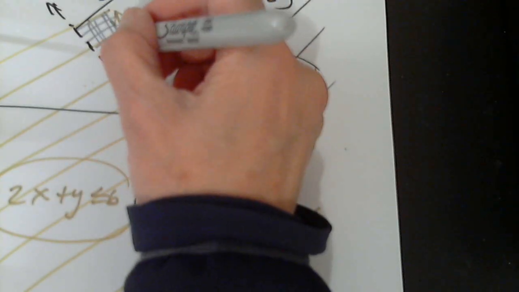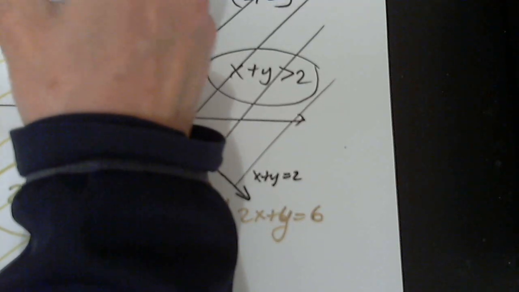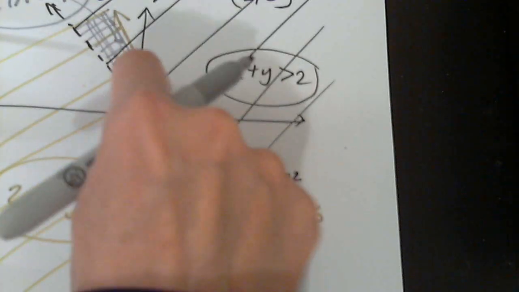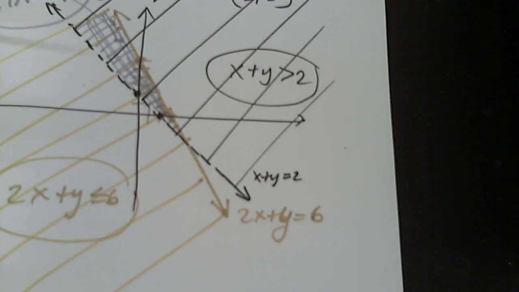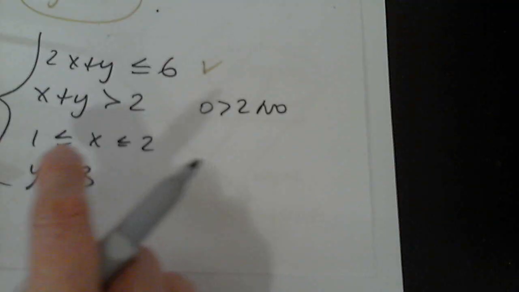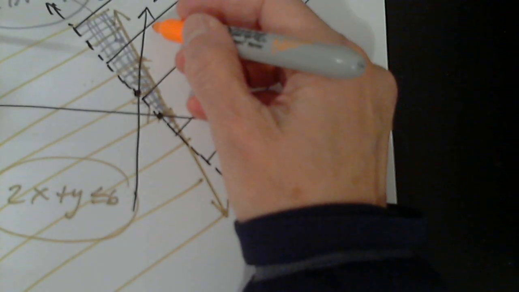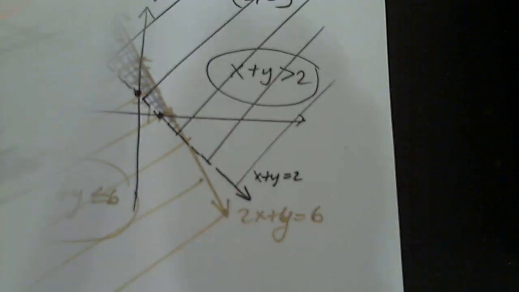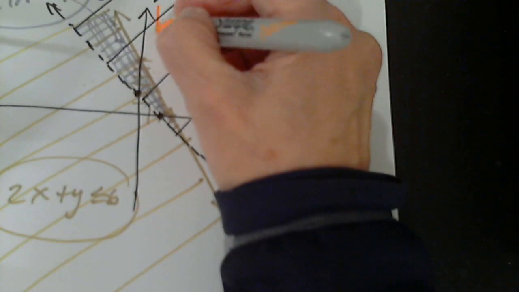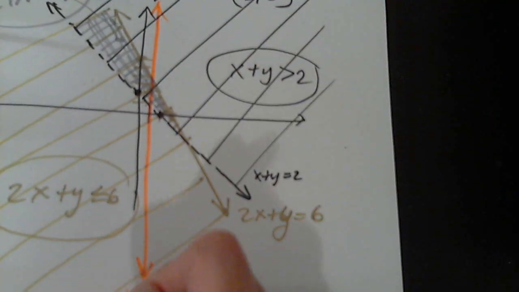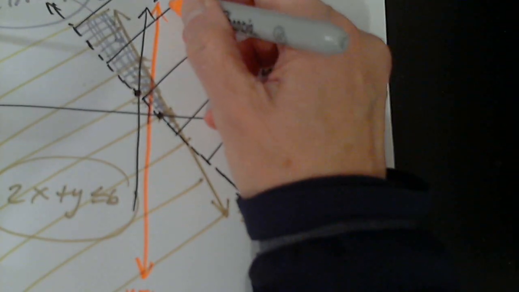These are the first two inequalities. Now, x is between 1 and 2. Let's see how we represent that. X equals 1, and both of them are solid lines. Here's x equals 1, and here's x equals 2.